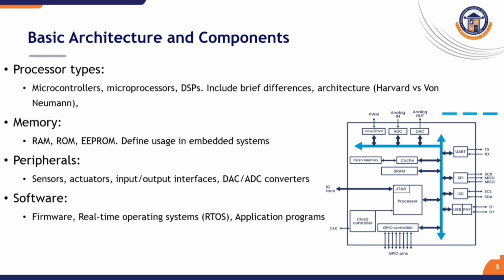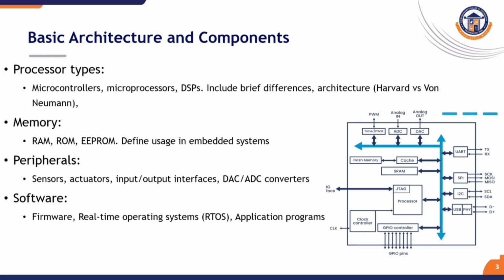Next thing, memory. Memory generally stores the data and programs. We have different types of memories: RAM, ROM, flash memories, EEPROM memories, and so on. Generally, the RAM is used for temporary storage during execution. ROM stores firmware permanently, and the EEPROM is used for storing configuration data.